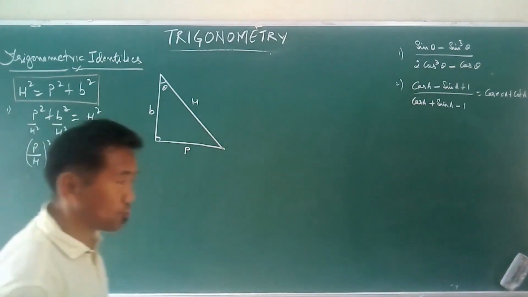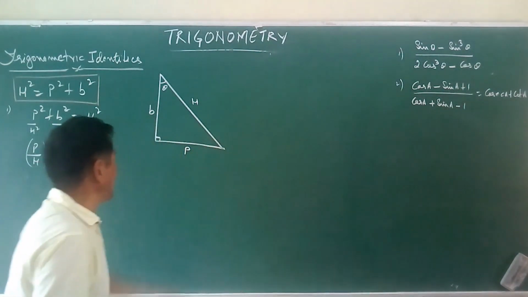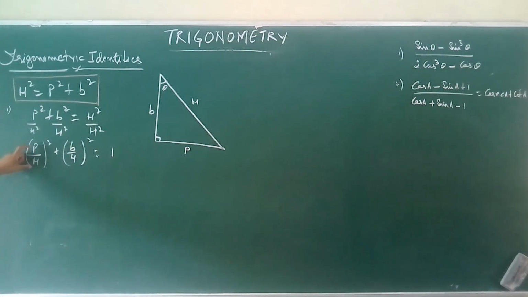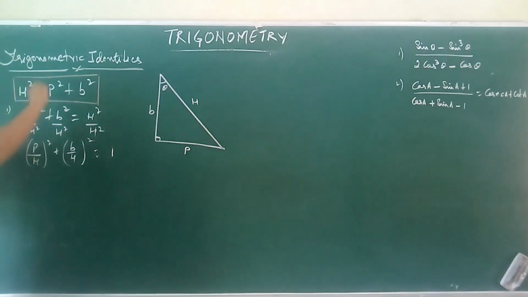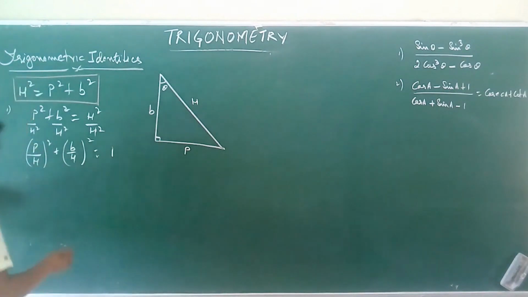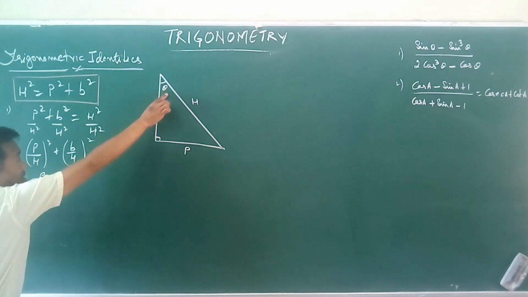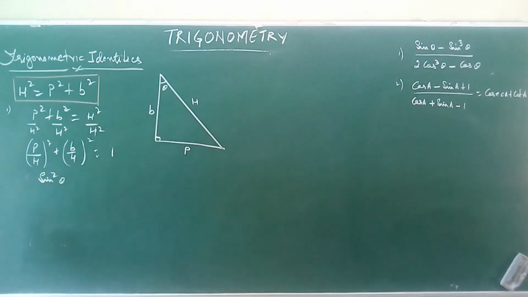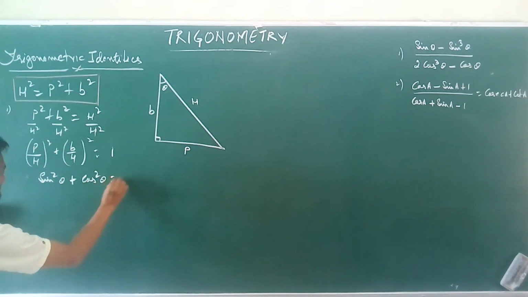Now in trigonometric ratios, we have a ratio p by h, isn't it? So which trigonometric ratio gives p by h? That is sine, isn't it? Sine theta, since the angle is given here. So sine square of theta, and plus, the b by h gives cos, isn't it? Cos square of theta, which is equal to 1.